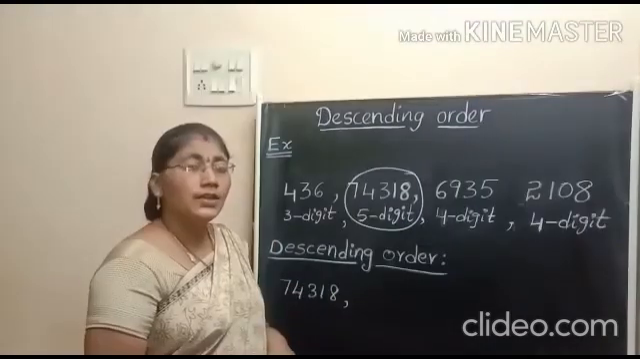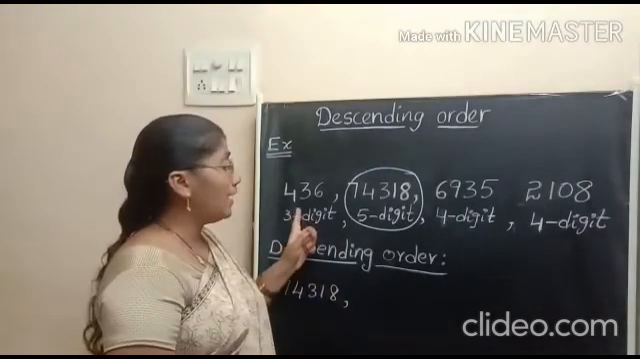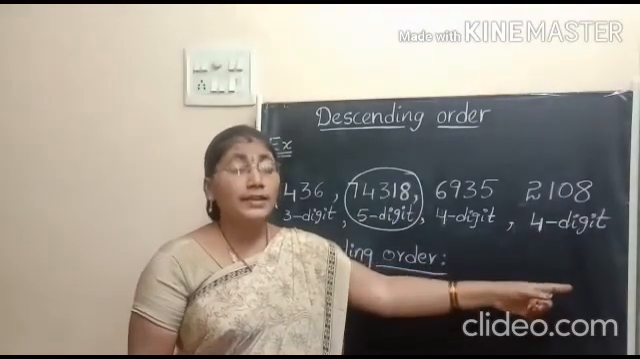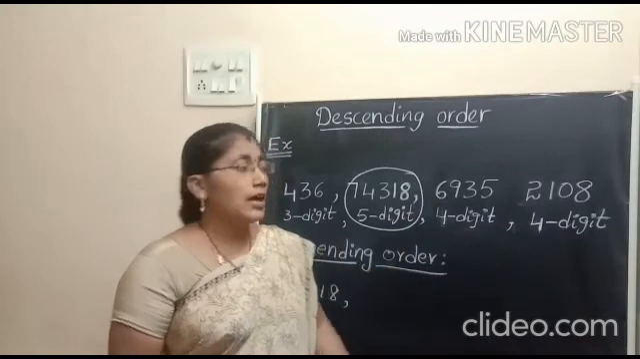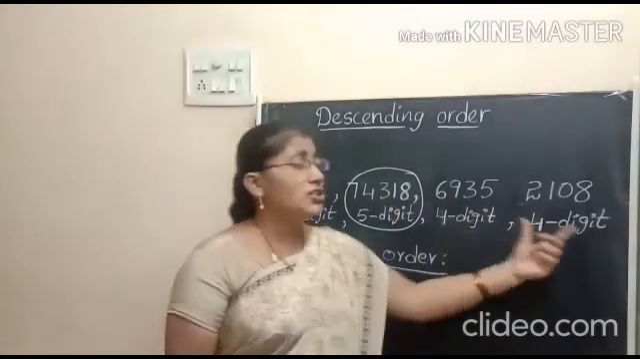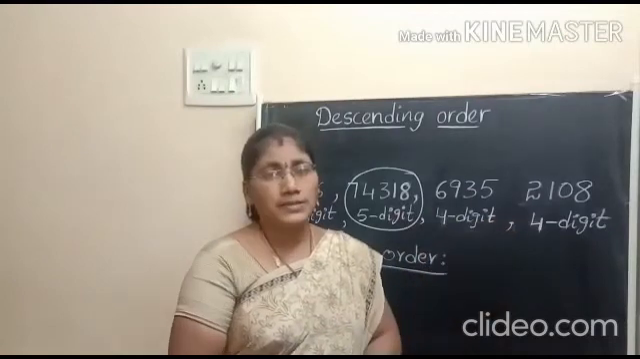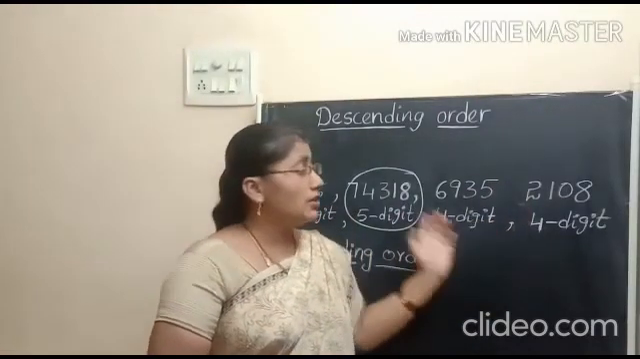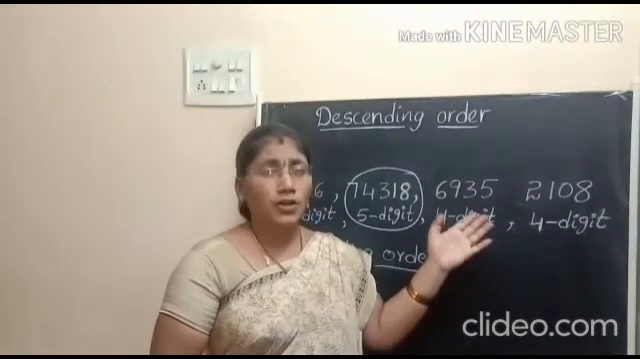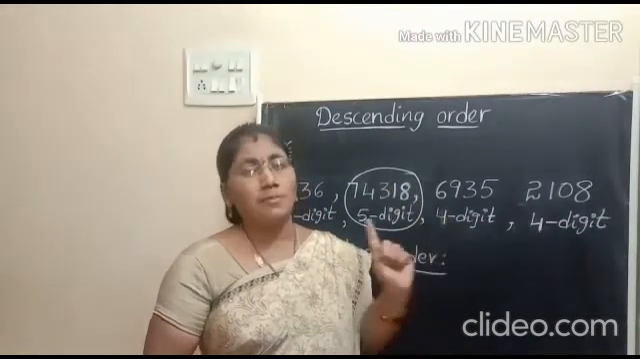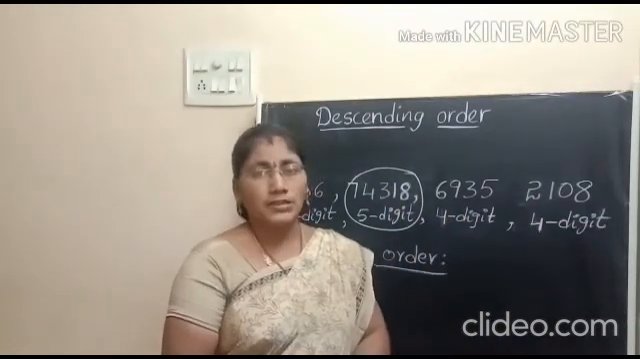74,318. Now, we have to compare the remaining 3 numbers to get the greatest number. Observe here, this is a 3-digit number, but these 2 are 4-digit numbers. So, by comparing, these are the bigger numbers, no doubt about that. But we should select only one bigger number from these 2 numbers.